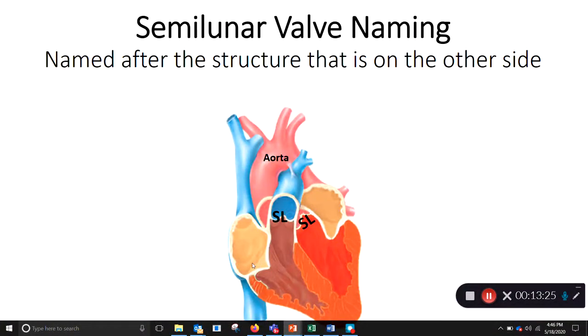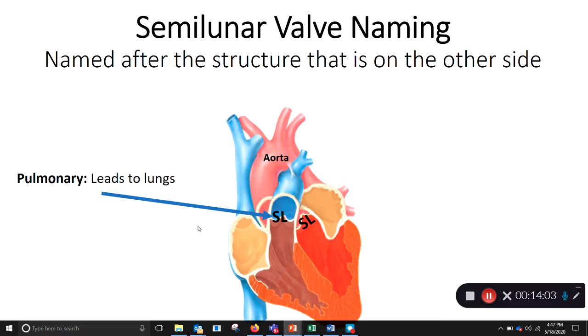Let's go ahead and look at the semilunar valve naming. This one is actually kind of straightforward. First off, we need to understand where blood is going when we're contracting the ventricles. The left ventricle, when it contracts, sends blood into the aorta, the arch thing right here. The aorta will feed blood to the rest of the body. While the valve on the right is feeding into your lungs. Another word for lungs is pulmonary. Anything that corresponds to lungs is pulmonary.